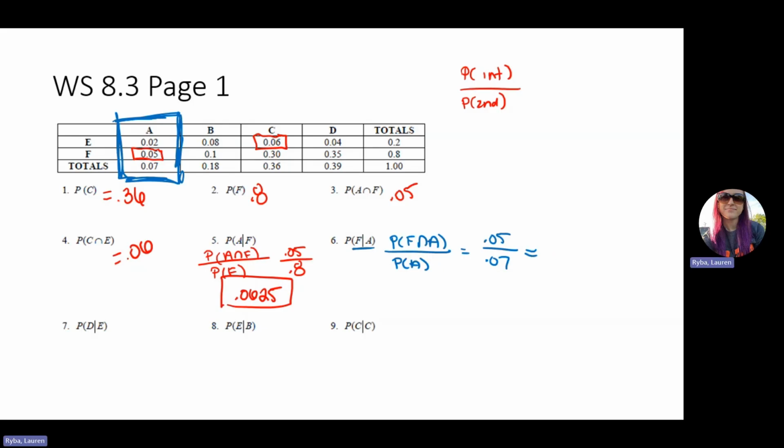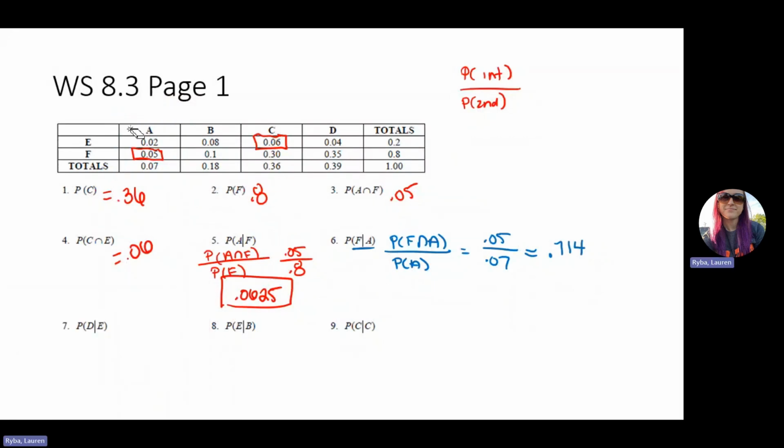So let's see, if we take 0.05 divided by 0.07, that's going to be about 0.714. So if I'm only working in column A, I have a little over 71% chance of picking F over E. Does that make sense? So you can default to the formula, or you can think about it in terms of the column or row.